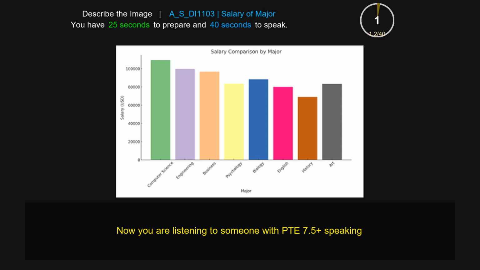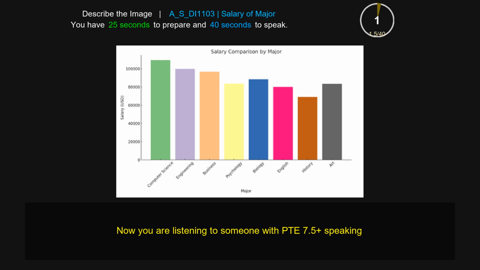The image gives information about a salary comparison by major. There are different types of elements in this image such as computer science, engineering, business, biology, English, history, art. The highlighting feature of the image is that the maximum data is covered by computer science, which is around 10 lakh, whereas the minimum data is covered by biology, which is around 9,000. Overall, salary comparison by major was the main topic of the image.